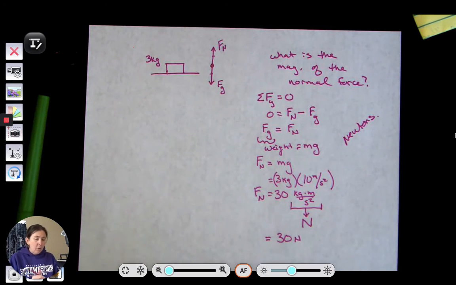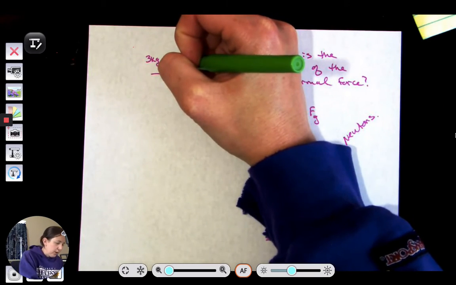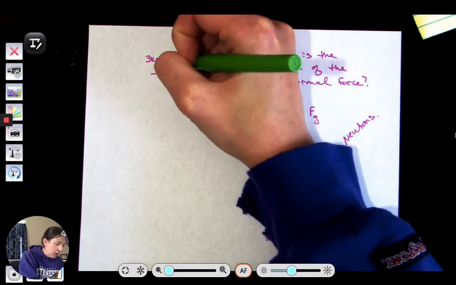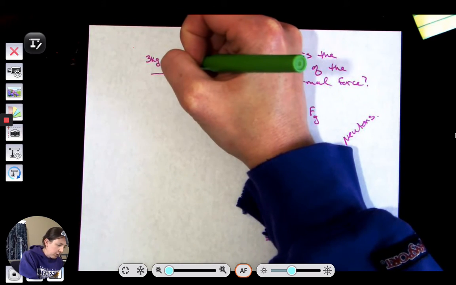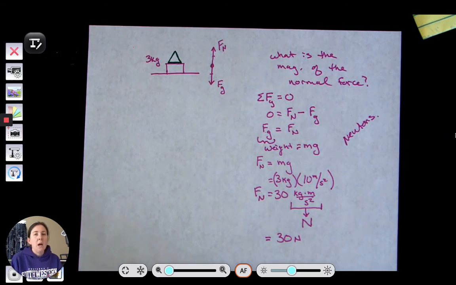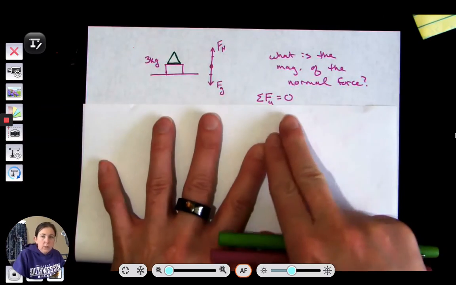Okay, how would this change if I put, I'm just going to be super not fancy, a triangle, some sort of pyramid, on top of the box? Okay, so now things are getting a little bit more complicated because I have a box and I have a pyramid. And so when I draw a free body diagram, I want to make sure that what I'm drawing the diagram of is clear. I'm going to fold this up.